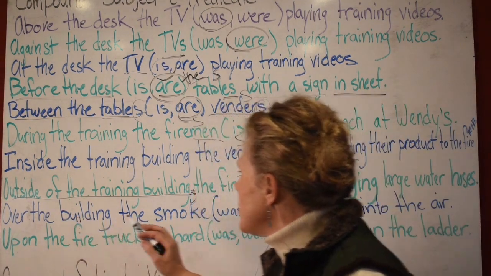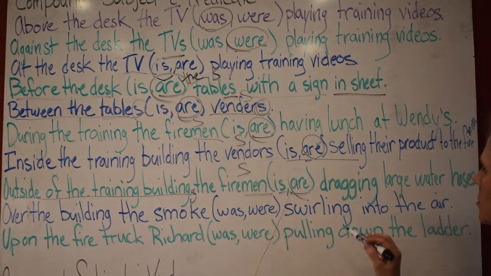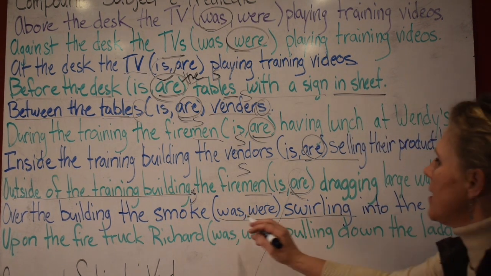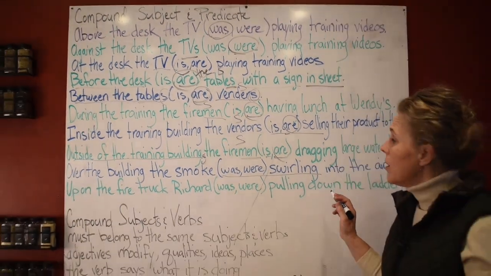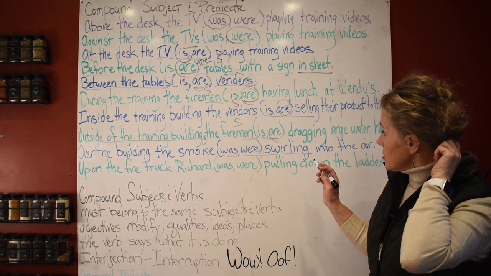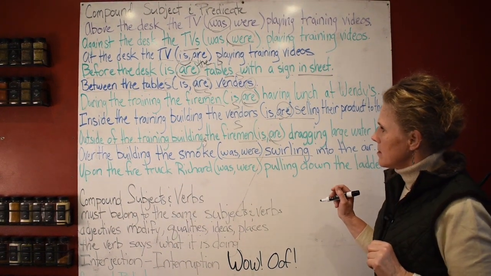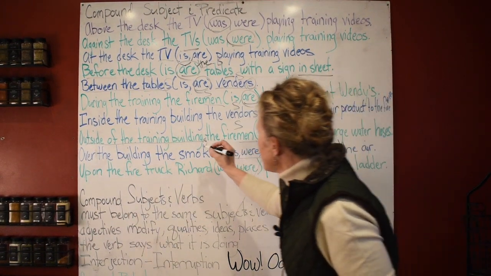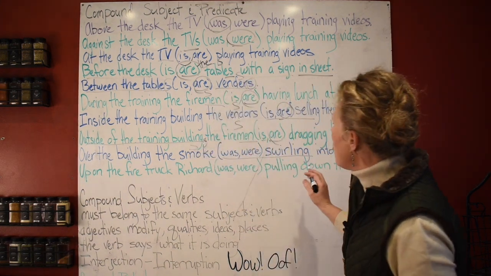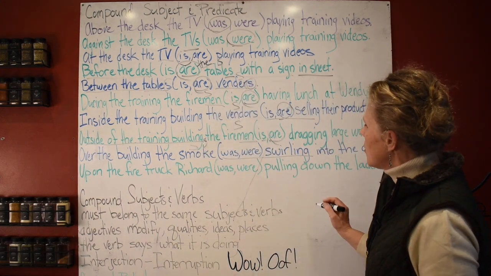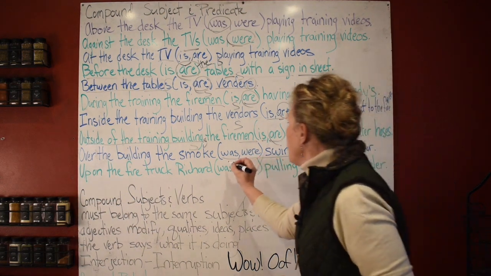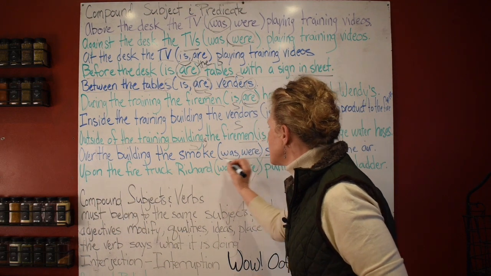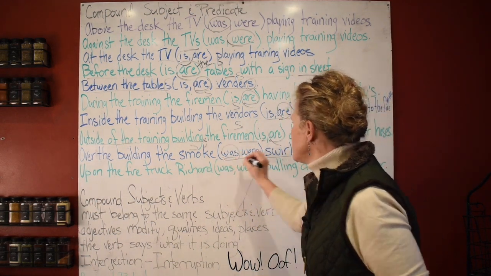So over the building, the smoke was or were swirling into the air. So look, we are sitting in the past progressive tense, and we need to find the subject. What's your subject? Smoke. We're talking about the smoke. The smoke is the one swirling, right? So which one are we doing? Was or were? Was, because look, we don't have smokes. So this is singular. You need to choose the singular verb.